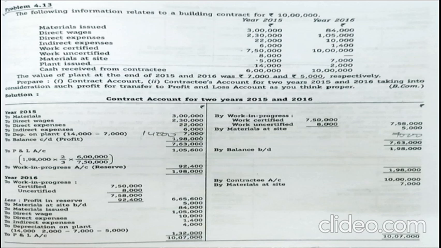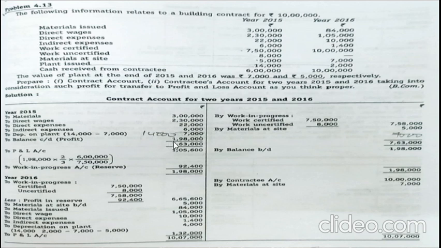So materials at site will be considered as your output, which you take on your credit side. The material at site, which is 5,000 rupees, will be taken here. When we total up the difference, on the credit side you get 7,58,000 plus 5,000, which gives 7,63,000. After deducting the debit items, you get a difference of 1 lakh 98,000, which is the profit you have earned.